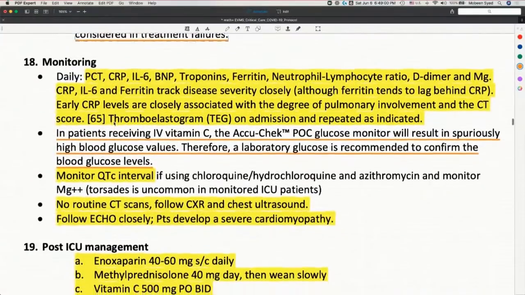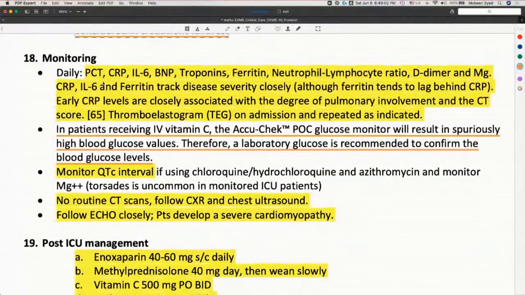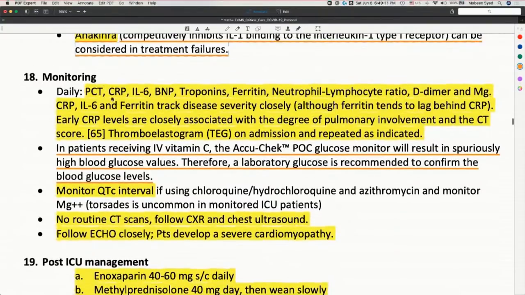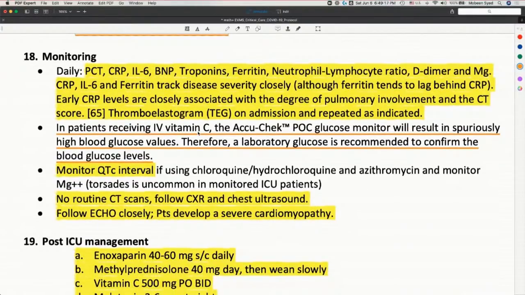monitoring. So what are we going to monitor? I think now you can know that we will monitor all acute phase proteins. We will monitor the enzymes that are released from damaged tissue cells. So if you see here, PCT, CRP, IL-6, BNP, troponin. I think you can give it a read, but have the monitoring.